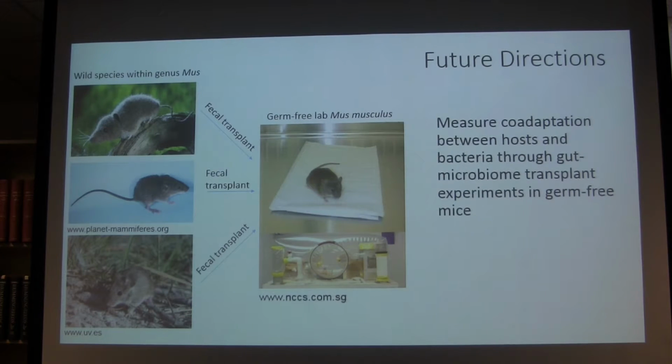And then the second project that I'm interested in is to get a little more experimental and to actually test for signatures of co-adaptation. So everything I've shown you, I haven't actually proven co-adaptation in any sense between bacteria and hosts. All the data are consistent with it, but in order to really measure co-adaptation, it's going to require experiments. So I'm interested in using germ-free mice, which have been developed now and it's a pretty straightforward technique now. So to take bacterial communities from different species of wild mice within the genus Mus, of varying divergences from Musculus, and, through fecal transplants, inoculate germ-free lab mice with these microbiota and measure fitness of both the host and bacteria under different circumstances.